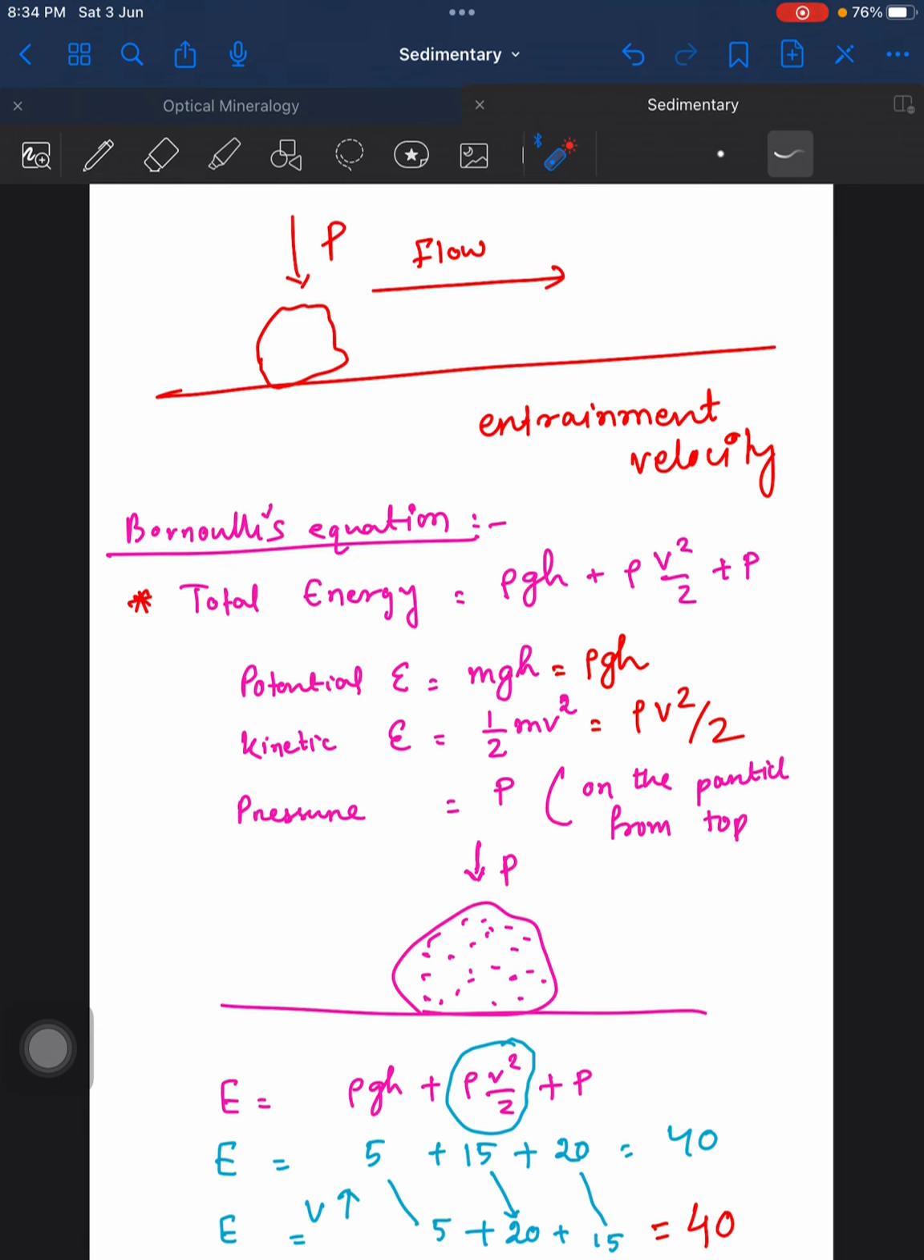Then we will be coming into Bernoulli's equation, and we will be discussing what Bernoulli's equation is. Suppose on a ground or river bed, one particle is there. Water is flowing, and the velocity of water puts some impact on this particle, whether it will move or stay. Again, there is some pressure on top of the particle as well, okay?